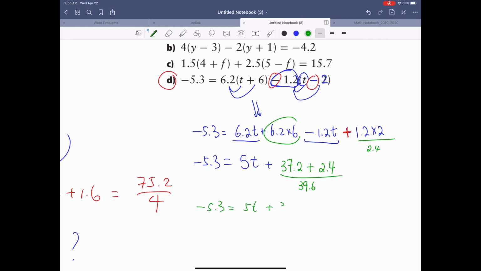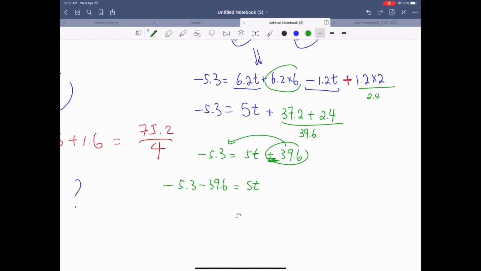5t plus 39.6. Okay, and then you want to isolate the t, so you want to throw this over to the other side. Minus 5.3, minus, opposite sign. Okay. And you calculate this whole thing with your calculator.